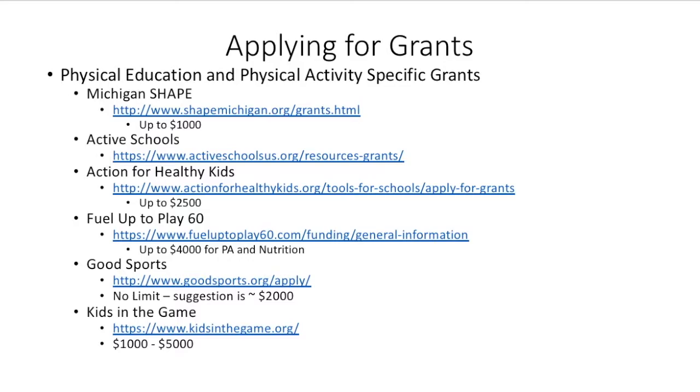So the second bucket, I would say, is physical education and physical activity specific grants. There's lots of grants out there for physical activity and physical education. Michigan Shape has $1,000 grants that you can apply for. Active Schools has some grant resources. Action for Healthy Kids has up to $2,500 that you can apply for. Fuel Up to Play 60 is a little bit more controlled. It's up to $4,000 for physical activity plays and nutrition plays that you can do within your school for a year, but that grant you can apply for each year.